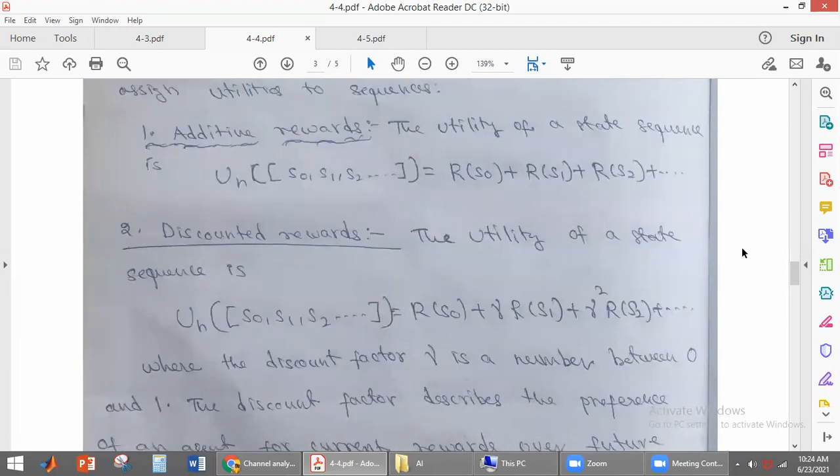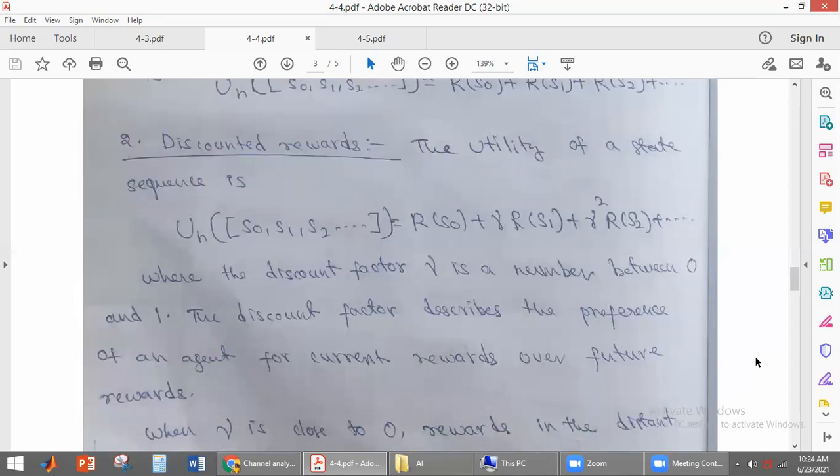What is discounted reward here? We are giving some discount here. Gamma is the discount value. Gamma will be included in the reward sequence. So it is R of S0, gamma R of S1 plus gamma square R of S2 plus so on. Some discount will be added here.